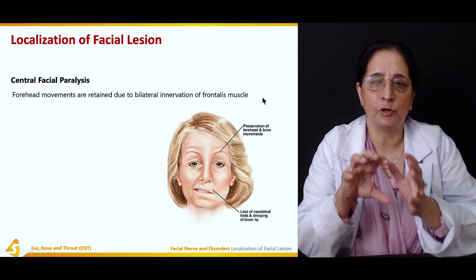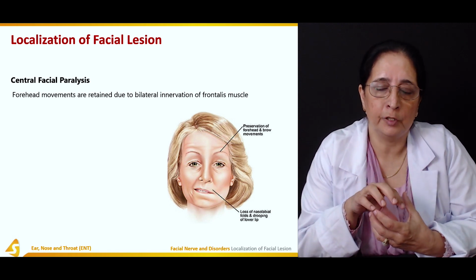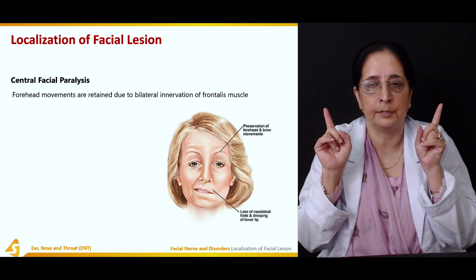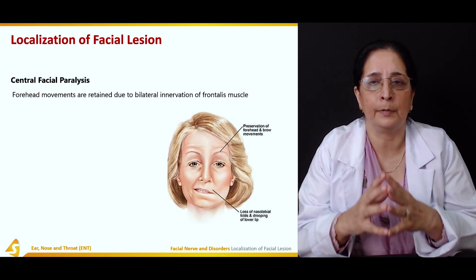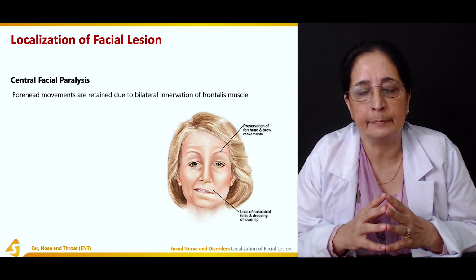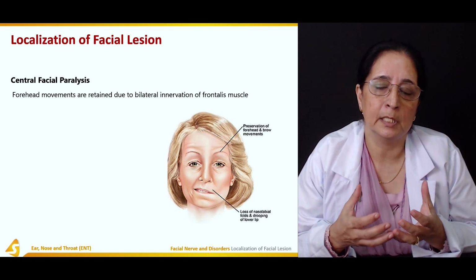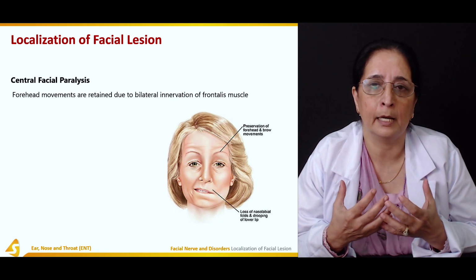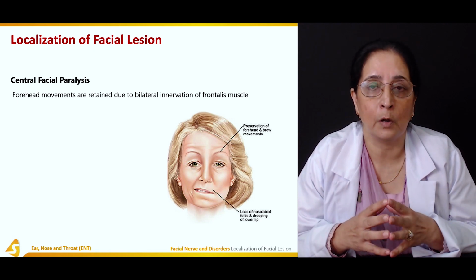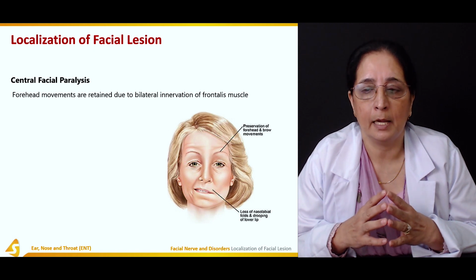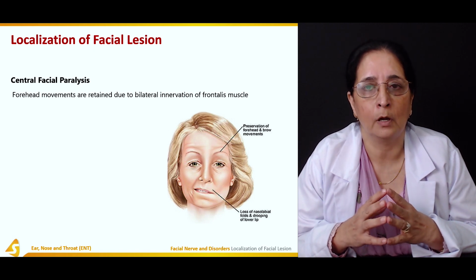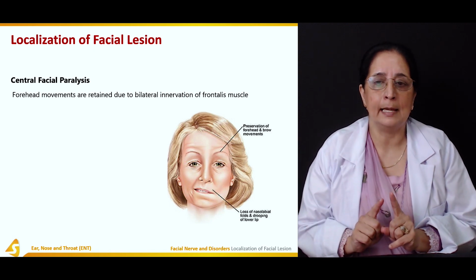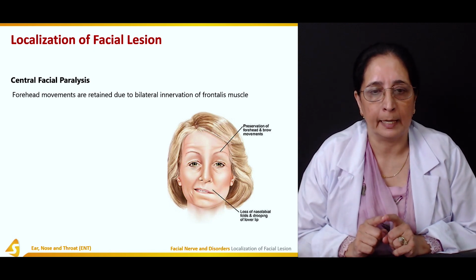If it's central injury of the facial nerve, because of the supply of frontalis muscle that is responsible for the movement of the forehead and eyebrows, frowning of the forehead and the movement of the eyebrows is present because they have the bilateral nerve supply.